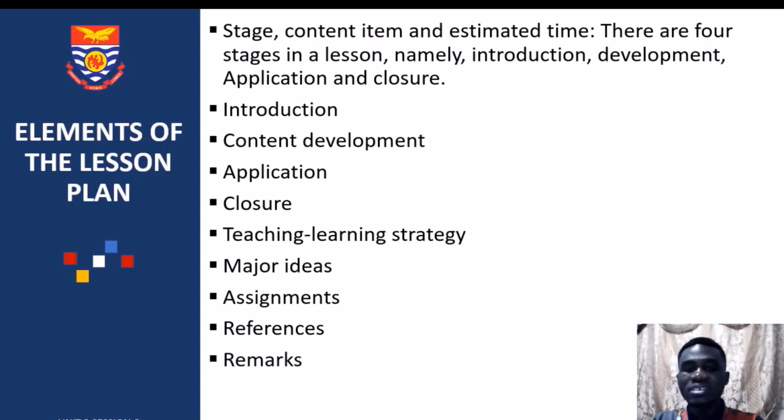And the final stage, we have the remarks. Here is where you state whether the lesson has been taught successfully, or maybe due to one or two reasons the lesson has not been taught and so it has to be revisited. All these are stated at the remarks column.